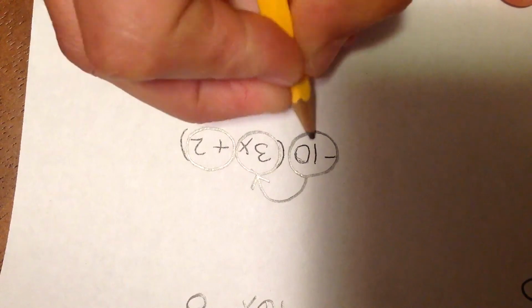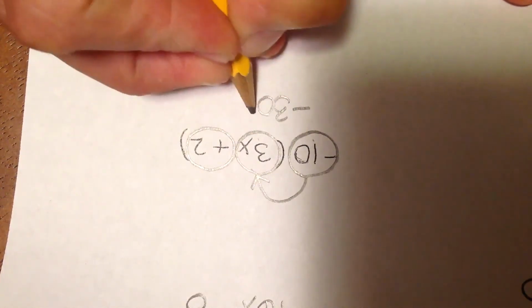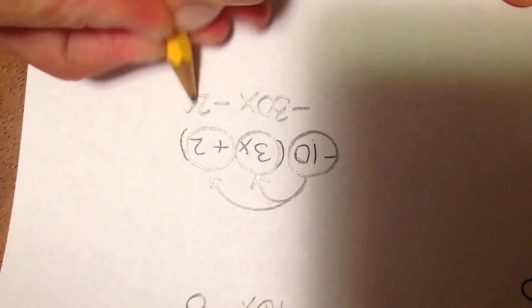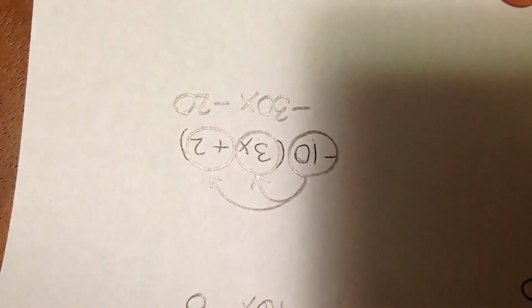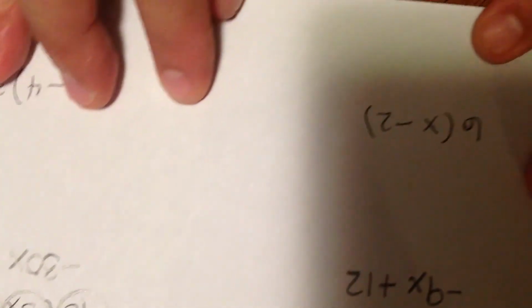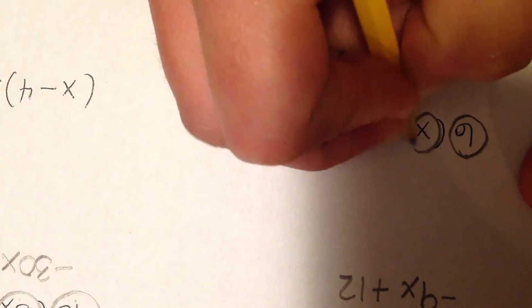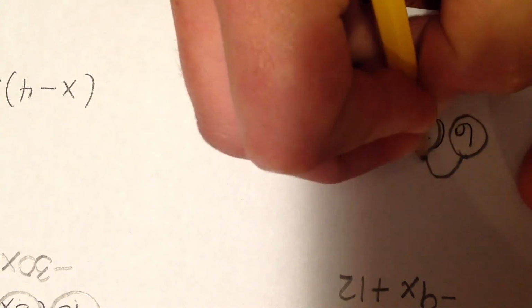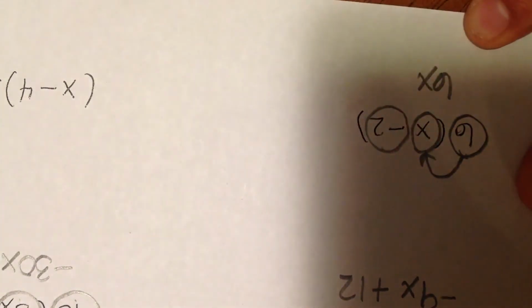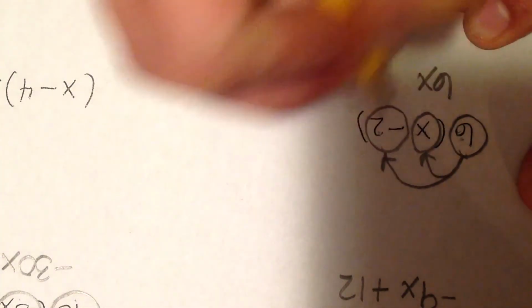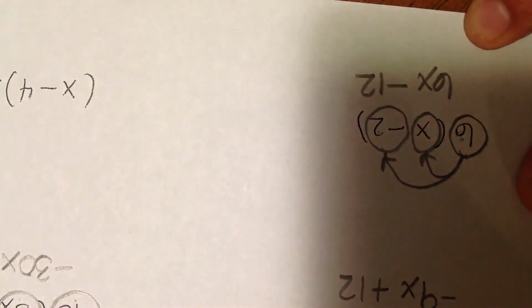In the next example, I have to multiply negative 10 by both 3x and positive 2. So negative 10 times 3x, negative 10 times 3 is negative 30x. Negative 10 times 2 is negative 20. So my answer is negative 30x minus 20. And now for the bottom row, I multiply 6 by both x and negative 2. 6 times x is simply 6x, and 6 times negative 2 is negative 12. 6x minus 12 is my answer.